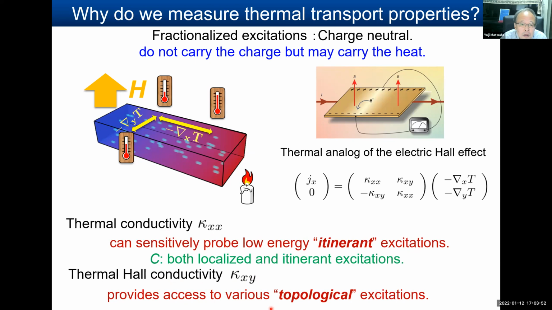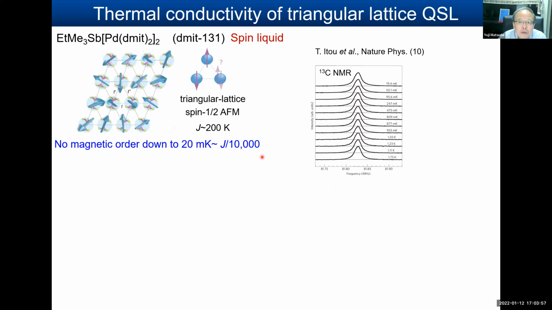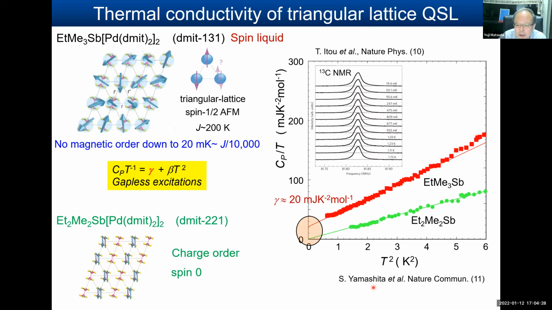Let me show you an example of the thermal conductivity of a quantum spin liquid. So we measured the thermal conductivity of this organic compound, DMIT. This compound is a triangular lattice, spin one-half antiferromagnet with exchange constant nearly 200 Kelvin. An NMR experiment shows a magnetic order does not occur down to 20 millikelvin, which corresponds to 1/10,000 of J. The heat capacity has been measured by Yamashita's group.